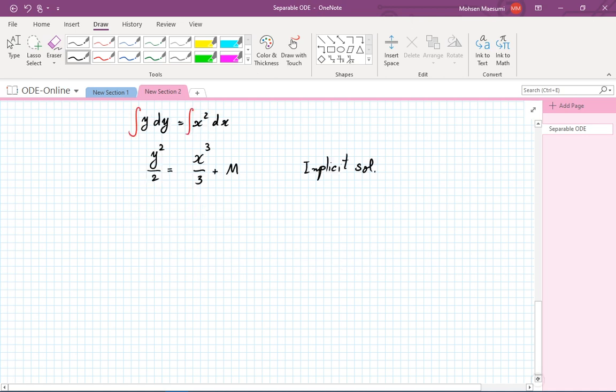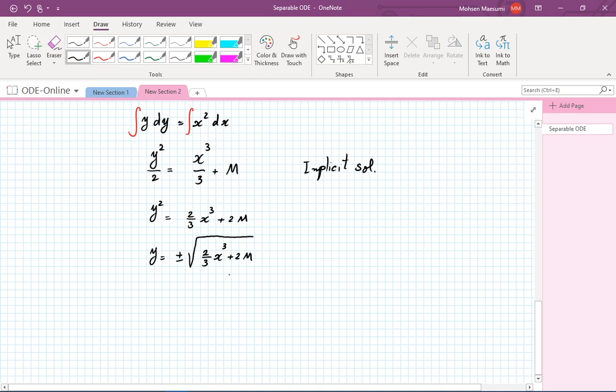Well, this case is clean enough, simple enough for us to go ahead and attempt an explicit solution. For example, I can multiply by 2. This becomes 2/3 of x cubed plus, let's say, 2m. And I can take the square root. Now we have another complication: when you take a square root, you get possibly plus or minus.